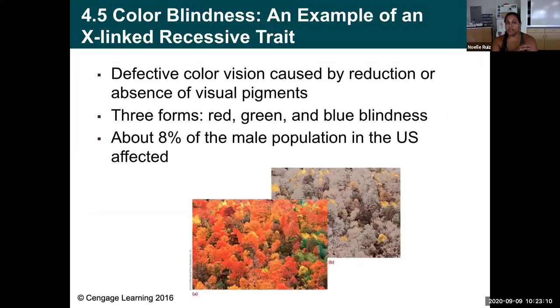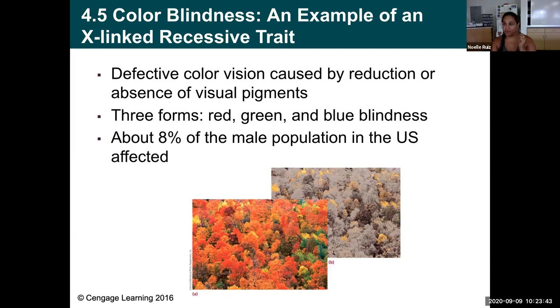Color blindness is an example of an X-linked recessive trait. It is defective color vision caused by reduction or absence of visual pigments. There's three forms. You could be red-green colorblind or blue colorblind. And about 8% of the male population in the United States is affected. So where most people can see the oranges and greens and everything in that bottom picture, that top picture just kind of looks gray.